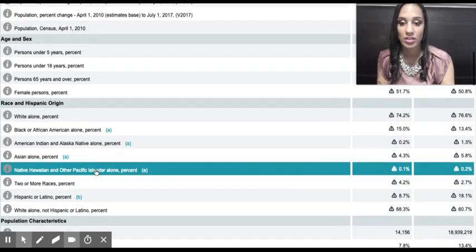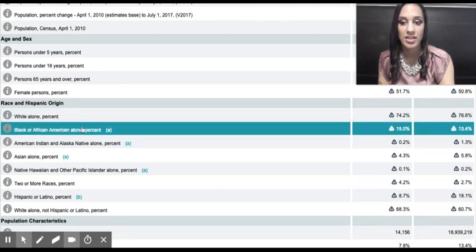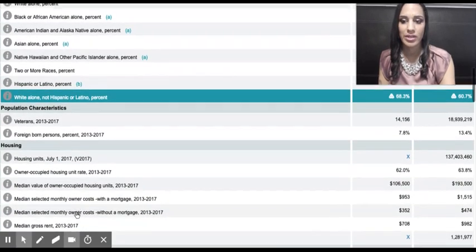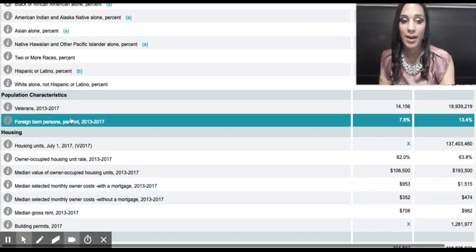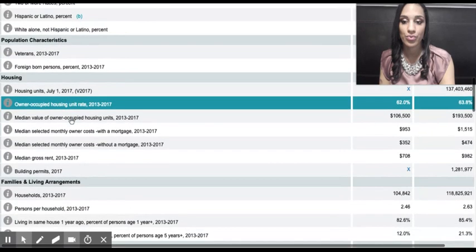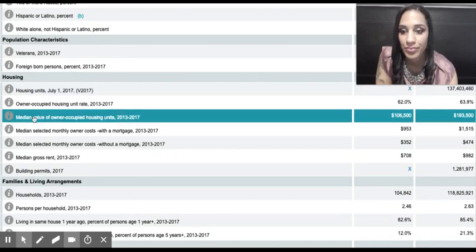And then you go down to learn, you can also learn about the race and origin, okay? I see that whites make up 74%, whereas blacks or African Americans make up 15%. That's not necessarily much of anything you necessarily want to know. It's just fun to know. Veteran population, foreign persons, all this good information, right? But let me get to what you really want to know. So housing, let's see.